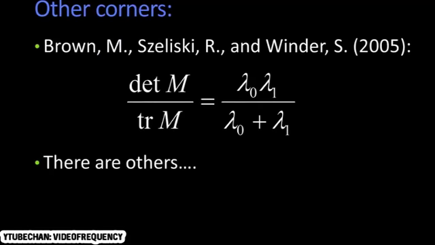There was another one, 2005, Brown, Szeliski, and Winder, and I mention this one because I've stolen so many of these pictures from Rick Szeliski's book. I feel like I have to put this in there. It again looked at eigenvectors in another slightly different way. And there are other types of corner detectors. That ends our very long lesson on Harris corners.